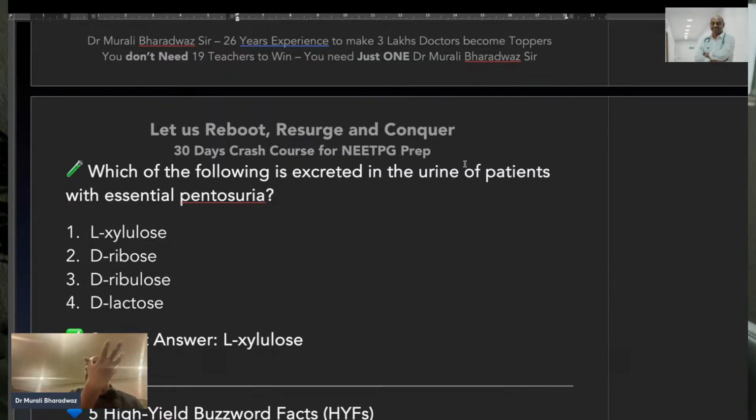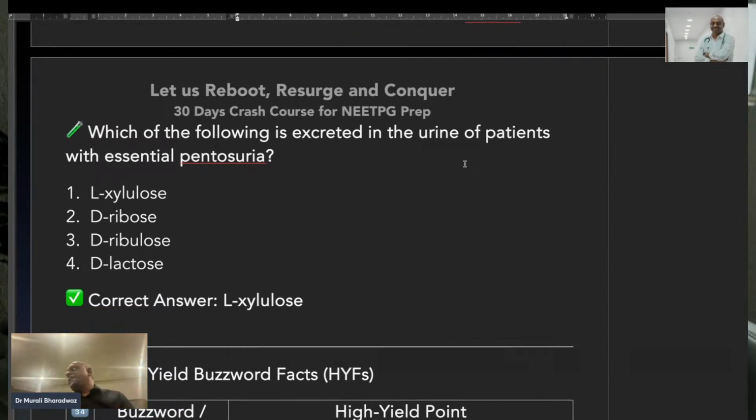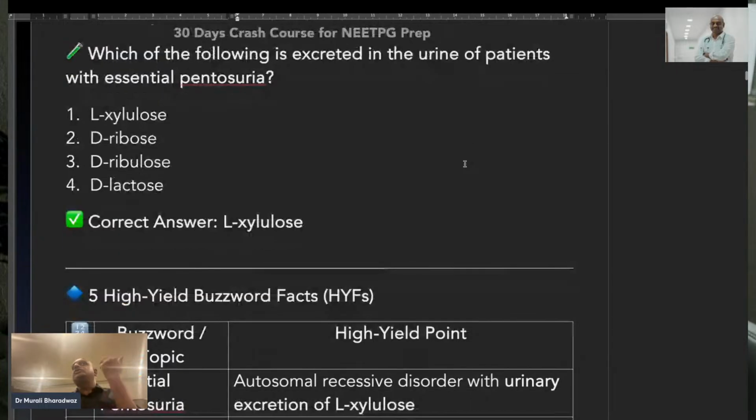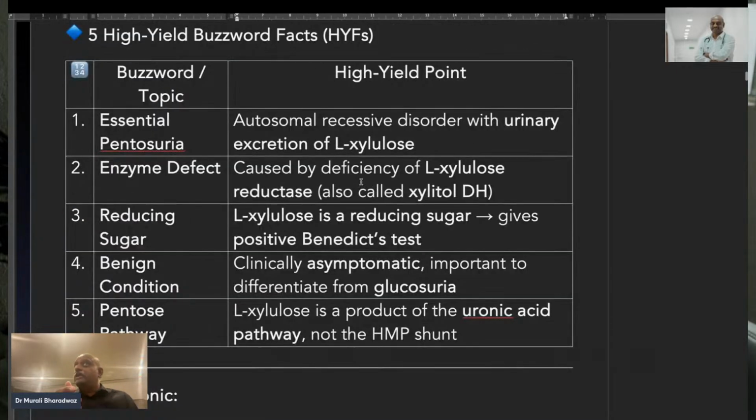Keep the things ready as ammunition. Cataract, sure. Glaucoma, sure. That's how we passed MBBS, knowing 2 topics. Now, what is essential pentosuria? L-xylulose. It is an autosomal recessive disorder where L-xylulose is excreted and the enzyme L-xylulose reductase is the one which is deficient.